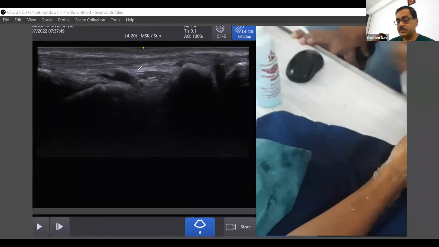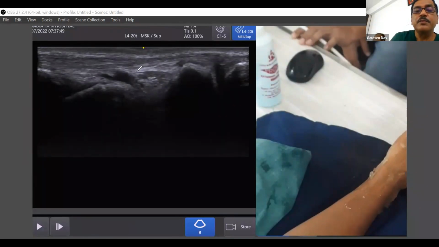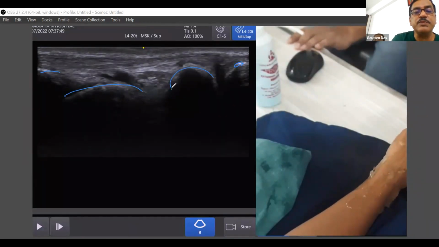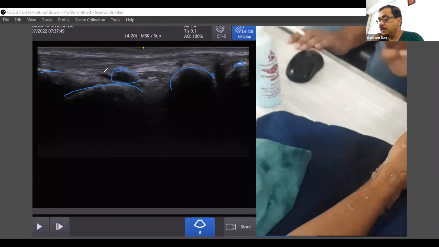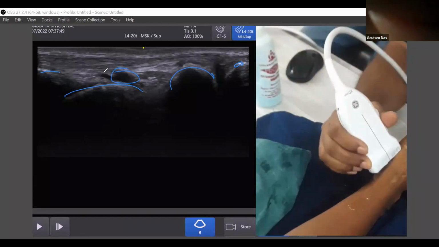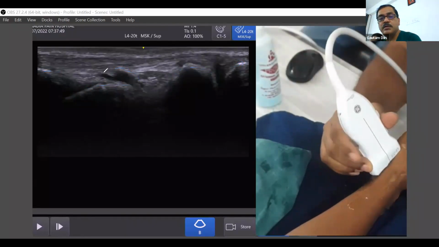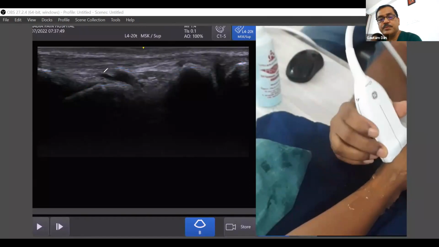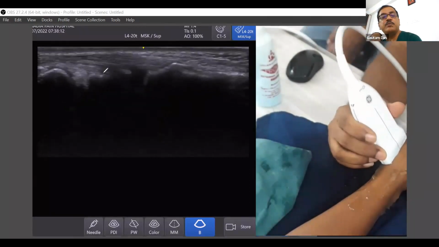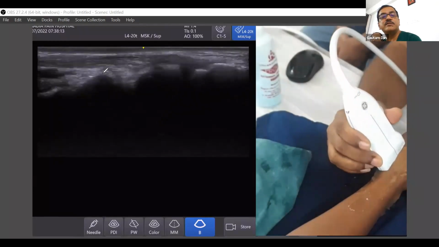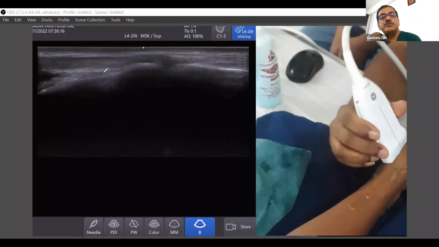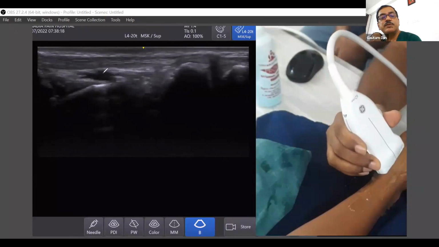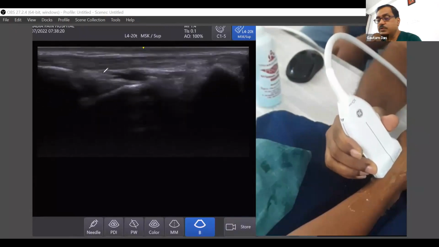So this is your metacarpal bone, this is your radius, this is your scaphoid, this is your trapezium. And here you can see the radial artery. So this was your first metacarpal bone. So I was going like this. First metacarpal bone, then your trapezium, then scaphoid, and then your radius.